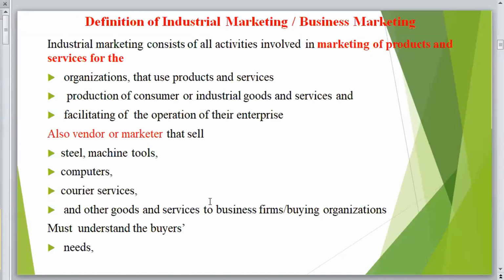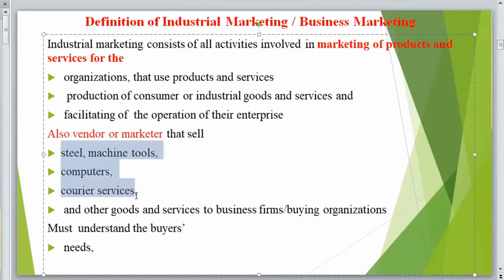Some of the vendors or marketers sell steel, machine tools, computers. These are products. Simply, these are business marketing products, known as industrial products. A computer is an industrial product, which is needed for further operation or facilitation.